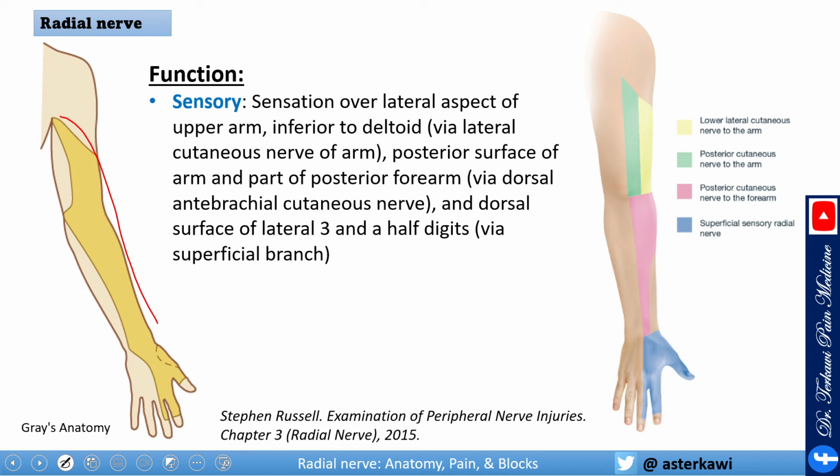The sensory, as you see here, supplies this area. The lateral aspect of the upper arm, inferior to the deltoid, this area here, is from the axillary nerve via the lateral cutaneous nerve of the arm. Then the posterior surface of the arm and part of the posterior forearm via the dorsal antebrachial cutaneous nerve, or the posterior cutaneous nerve, the other name, and the dorsal surface of the lateral 3.5 digits from the superficial sensory radial nerve, as you see in this image here.